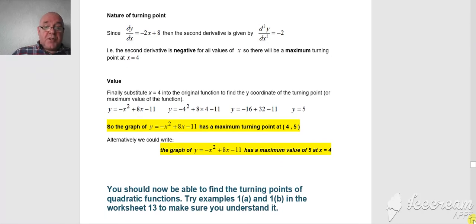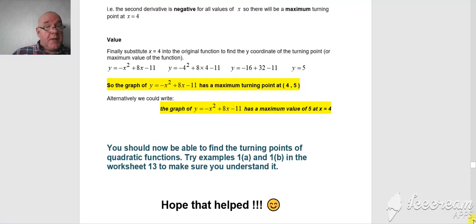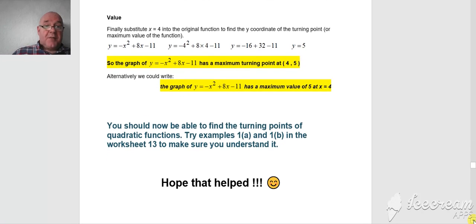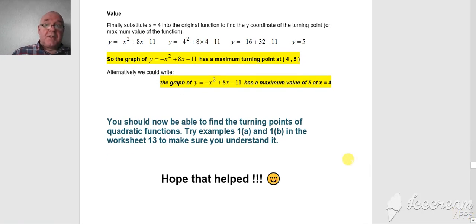So I want you to go to worksheet 13, try examples 1a and 1b, and hopefully that's helped you get a handle on what we're going to be doing, and you should now be able to do all the quadratics. So next up would be cubics or quartics or anything like that. So we're going to do that in the next few videos.